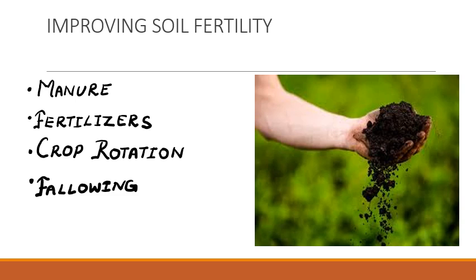Then the second measure is fertilizers. Fertilizers are synthetic chemicals. They are prepared in the factories. They are rich in specific nutrients like nitrogen, phosphorus, and potassium. They are more likely to cause land and water pollution. They are very expensive also. The use of fertilizers results in higher crop yield.